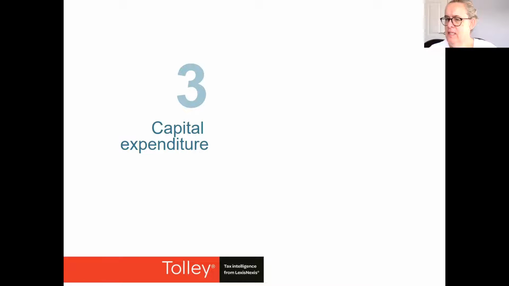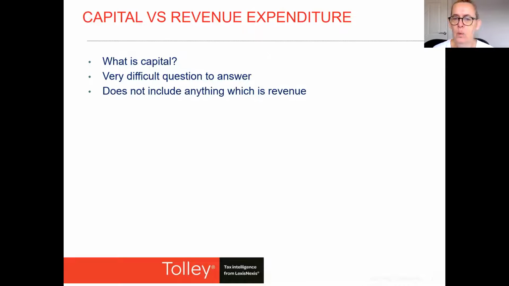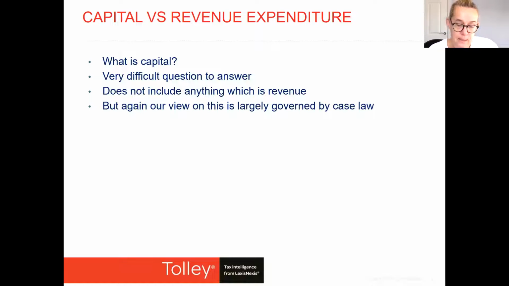So, more information needed. Yes, I think that is the case. So we've got a client who buys a property to rent out, but he renovates it. It is not an easy question to answer. And in reality, we would probably need more information. So what is capital? You can get a deduction for revenue expenditure. You can't get a deduction for capital expenditure. And the same principles apply whether you are holding that property as an investment or whether you are holding it as part of your business trade. So we know that it doesn't include anything that's revenue. And to be honest with you, our view of that particular point is largely determined by case law.